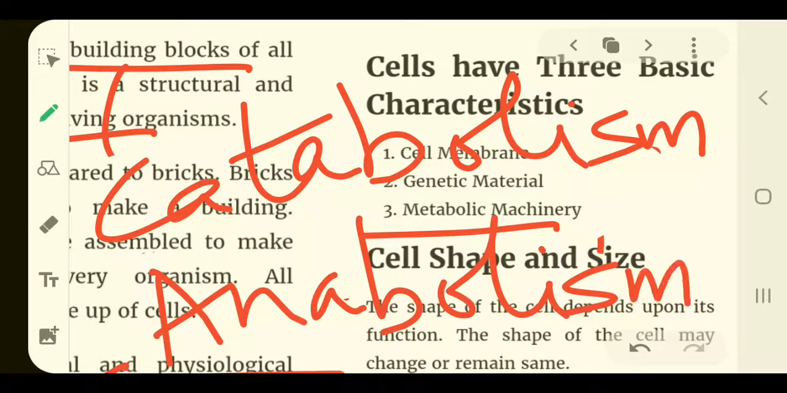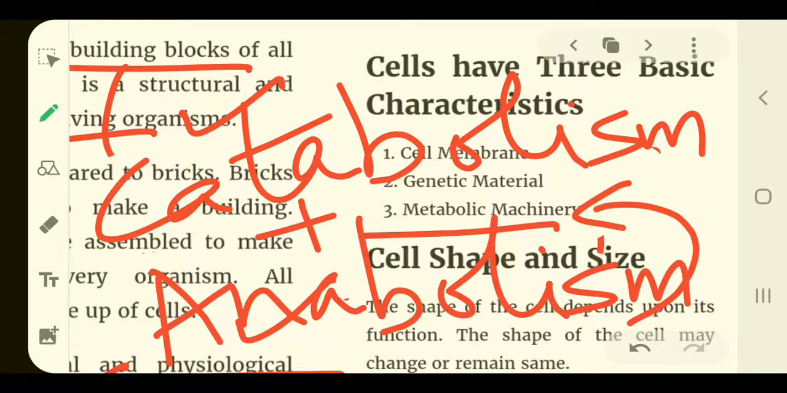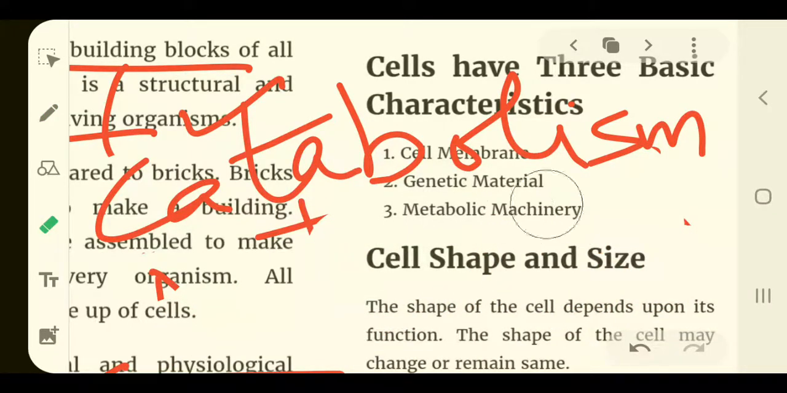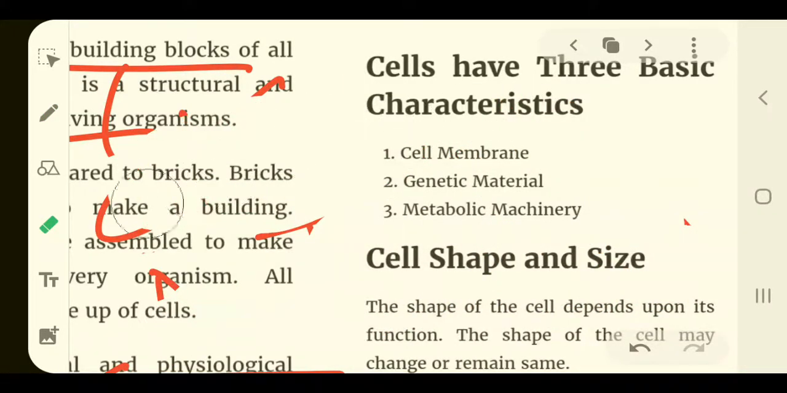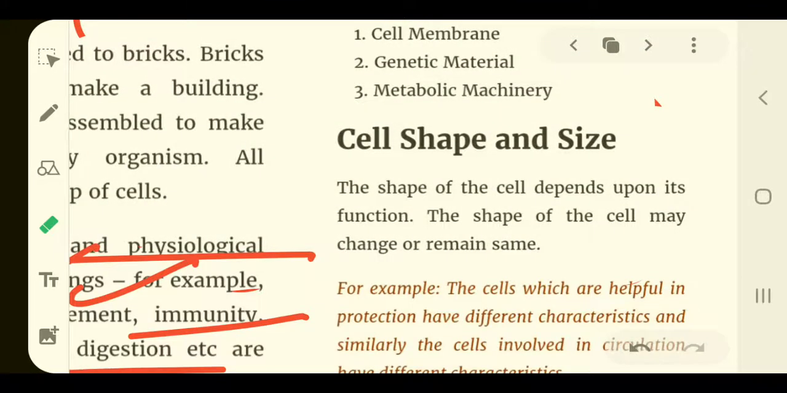Write it down. Catabolism means to break down and make smaller molecules. Anabolism is the opposite of catabolism, meaning simple molecules combine to form complex molecules. So both catabolism and anabolism make metabolism, or we call them metabolic activities. So everything is happening within this minute structure called the cell.